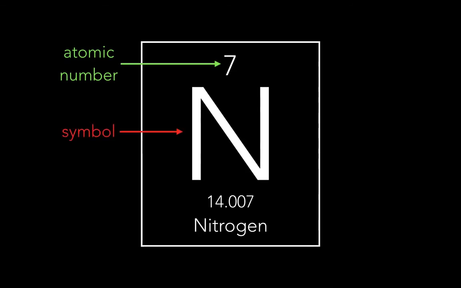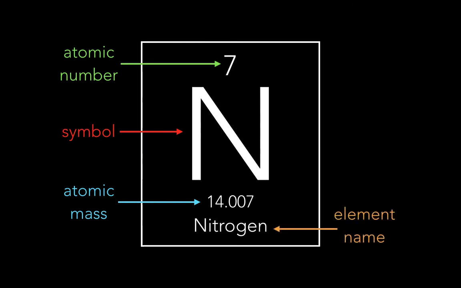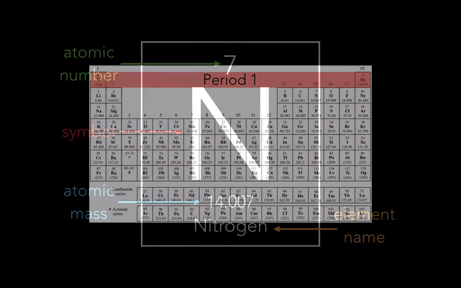The first letter is always capital, and if there's a second letter, that's always going to be a lowercase letter. And then you're going to have the atomic mass, which is the grams per mole of this atom, and then the element name. Okay, and that's the typical structure of an element on the periodic table.